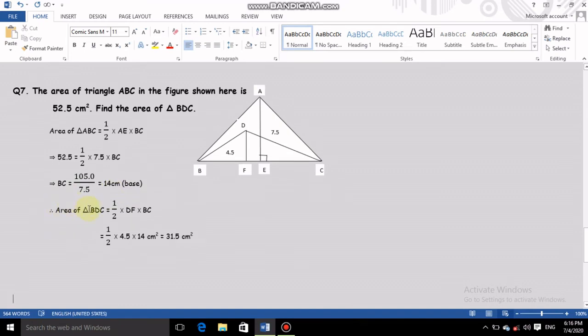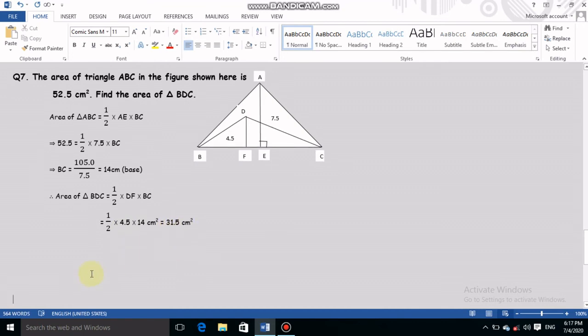Therefore, the area of the triangle BDC is equal to half into DF into DC, half into DF. This DF is 4.5, into 14. This base BC we got from here, 14. You divide 14 by 2, you get 7. 7 into 4.5 is 31.5 centimeter square.